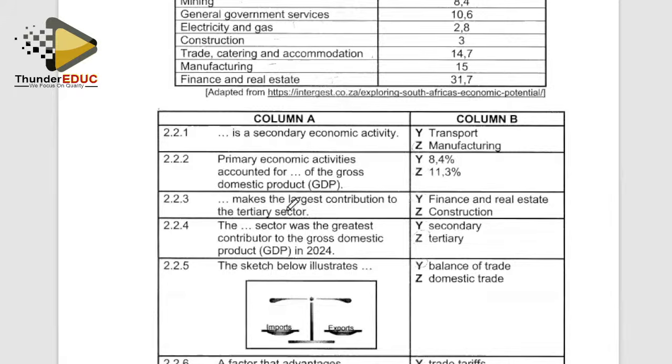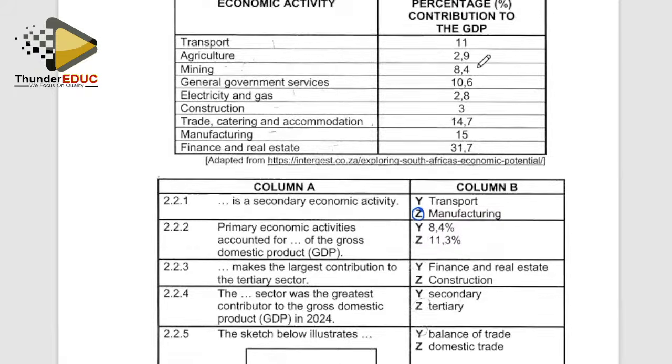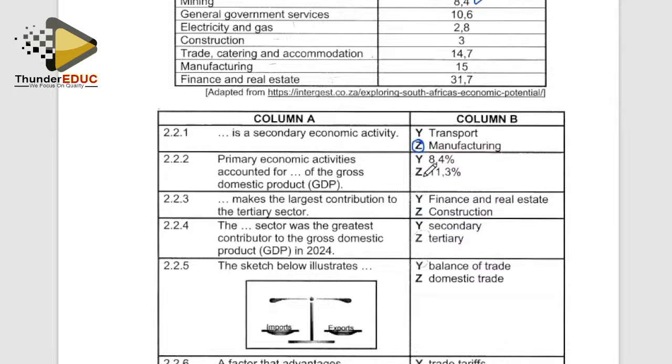It says dash is a secondary economic activity. Which one is secondary? It's manufacturing. Transport is tertiary, it's a service. Primary activities accounted for dash of the GDP. We just have to check for primary activities from the table and figure out how much they contributed. Our main primary activities are mining and agriculture. If we add 8.4 plus 2.9, they give us 11.3.